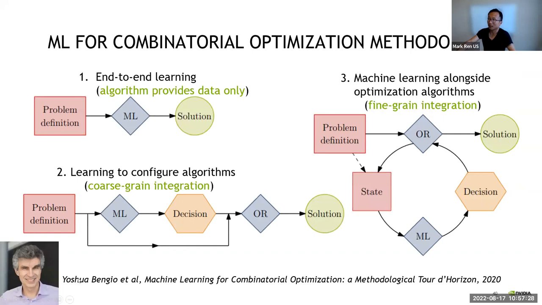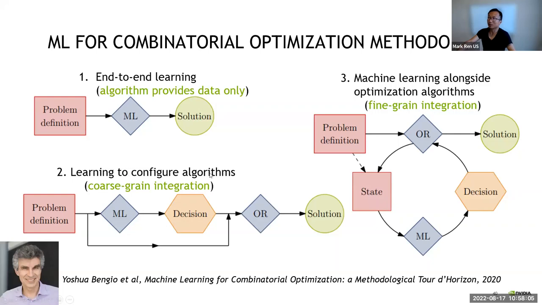Bengio, another Turing Award winner, proposed three frameworks to integrate machine learning algorithms with combinatorial optimization tools. This is a similar idea we can apply to EDA, because the optimization problems are similar. Essentially, one is end-to-end learning, right? You have a problem definition, use machine learning, and come up with a solution. This is one solution, where the algorithm only provides data.